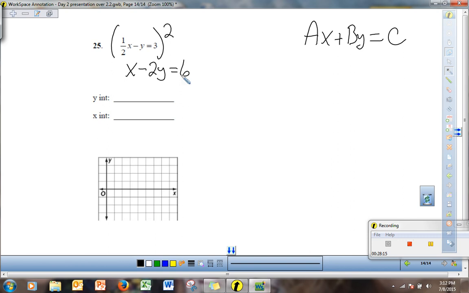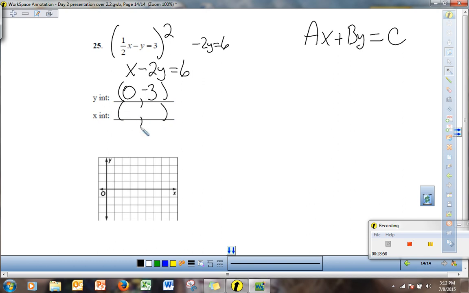X is first, y is second. There's no fractions. There's no decimals. My a value is positive. So this thing's in standard form. So on your y-intercept here, which one is 0? The x or the y? The x. So we're going to cover this guy up. I'm going to be left with negative 2y equals 6 then. When I solve that, 6 divided by negative 2 is negative 3.